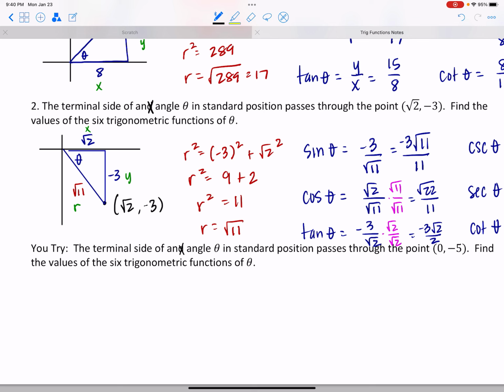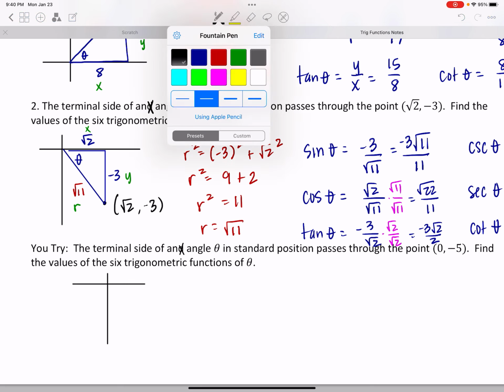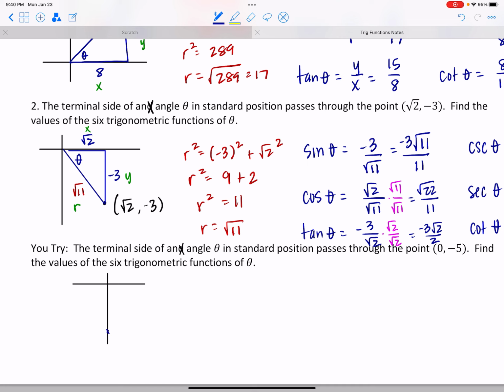So let's try to sketch this out. If it's passing through the point 0, -5, that's where the terminal side of our angle is. That means it's got to be quadrantal. So 0, -5 means we're just going down -5. So that's going to be here. Oops, draw tool. Which means that is our radius, right? So our angle starts here and it's wrapping around to get to that.